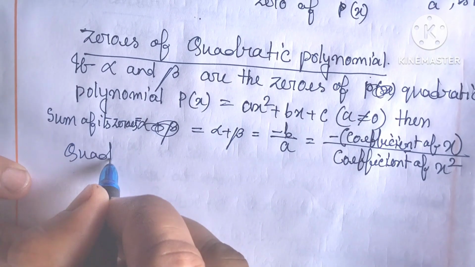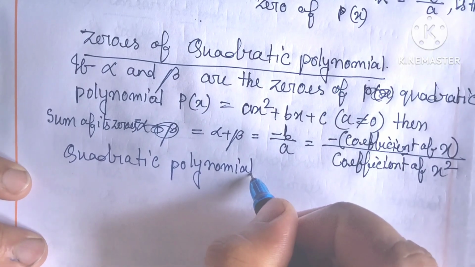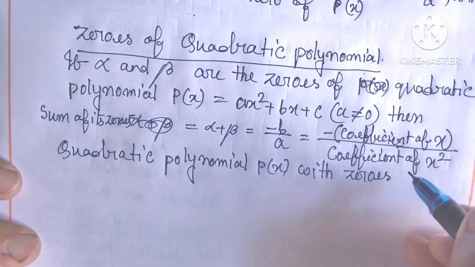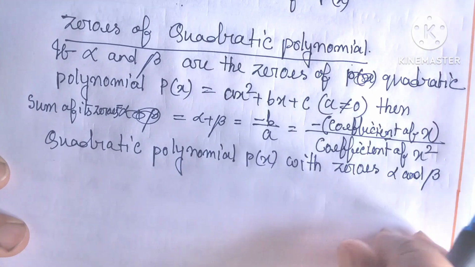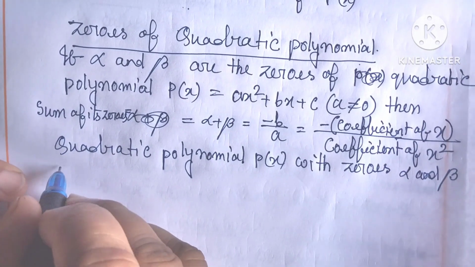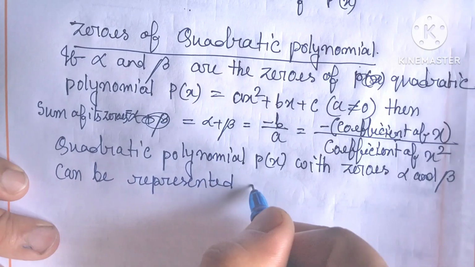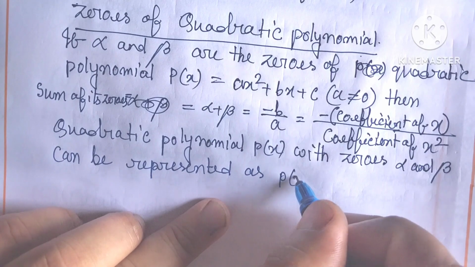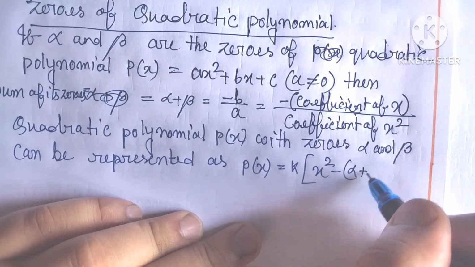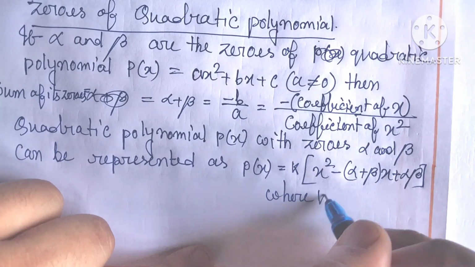A quadratic polynomial P of x with zeros alpha and beta can be represented as P of x equals k into x square minus the sum of zeros, alpha plus beta, into x plus alpha beta, where k is a constant.